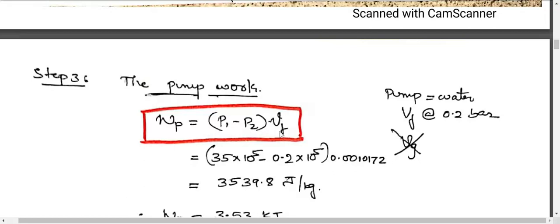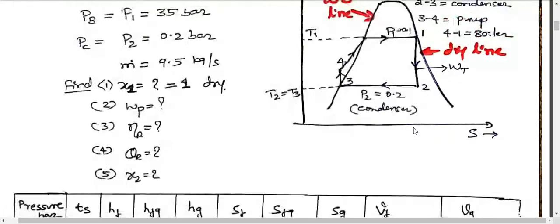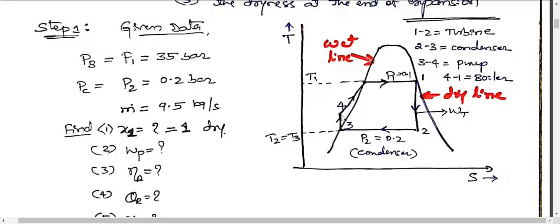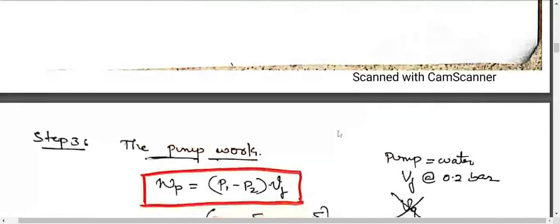You can ask a question, sir, why have you taken specific volume of fluid only? Why have you not taken Vg? Here I have written Vg and I have put a cross mark. Don't take Vg because the pump's working fluid is water. So here I will go to the TS diagram. The 3 to 4 process is pump work. Here the working fluid is water. It is not steam, or a mixture of both steam and water. Understood? So that is the reason we have taken Vf.